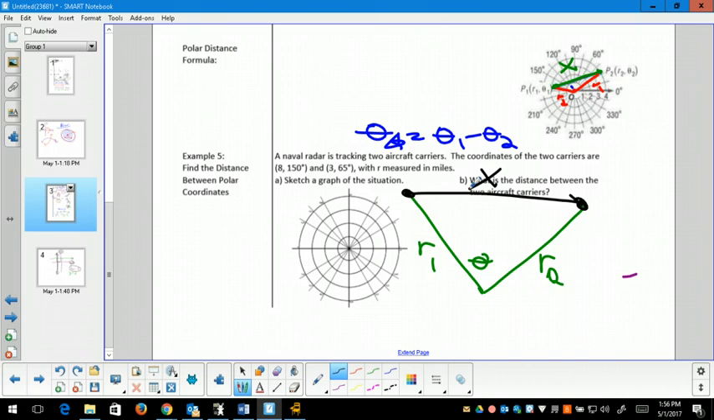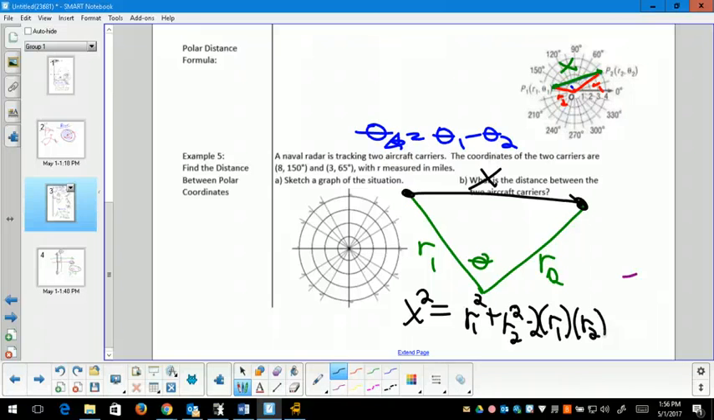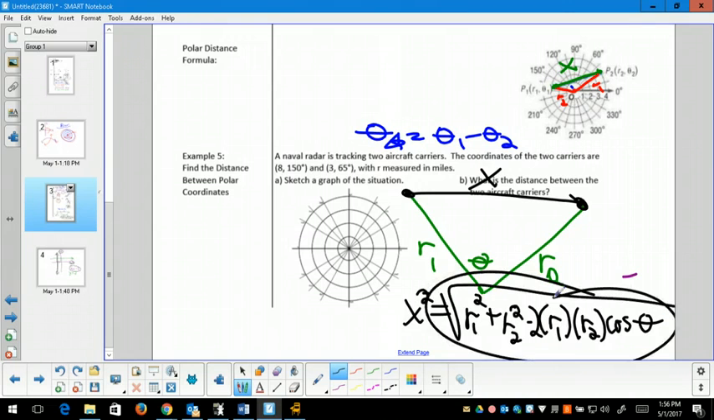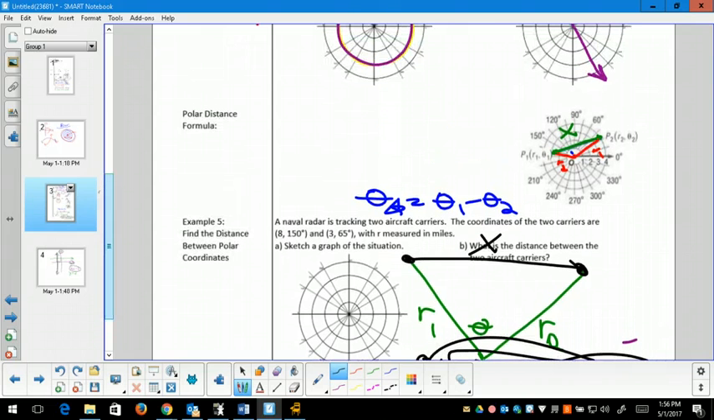Law of cosines, right? X squared equals r sub 1 squared plus r sub 2 squared minus the product of 2, oh, I forgot to put a 2 in front. 2 times r sub 1 times r sub 2 times the cosine of theta, which we found by subtracting the two thetas. Well, that's exactly where our formula is coming from. They want the actual distance, not its square. So this thing right here is going to be our formula that we're going to put right up here.